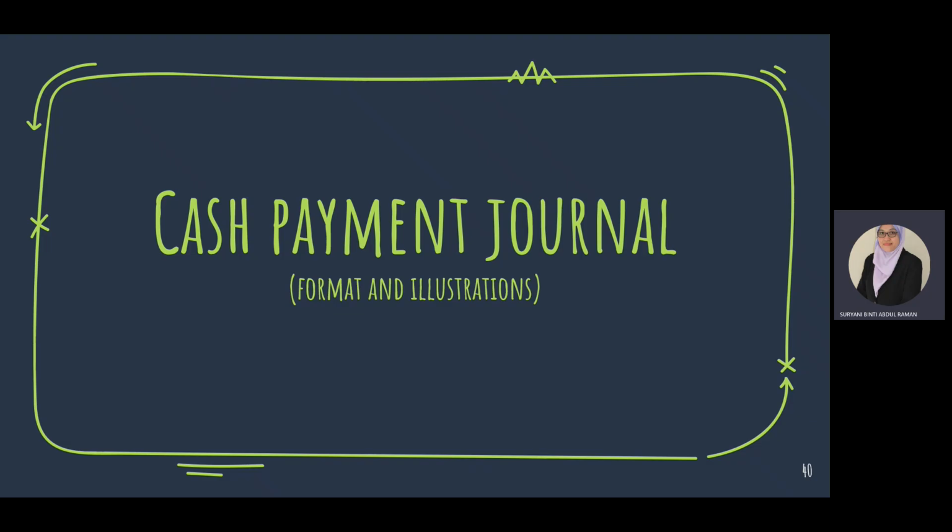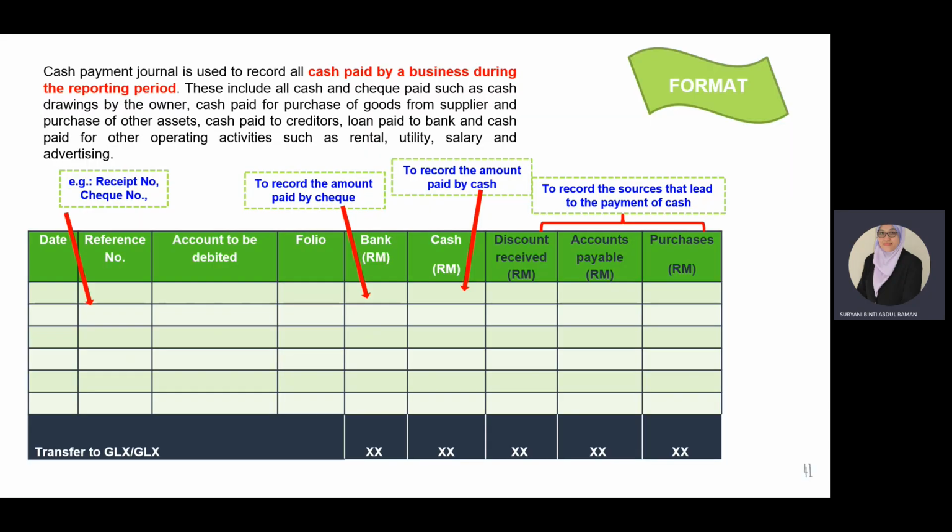Or before that, let us look at an example for cash payment. The format is similar, as you can see here, but the difference is that now we are going to use accounts to be debited. Why? Because for a cash transaction, we will credit the cash or bank, right? Therefore, the accounts to be debited refers to the source where the money has been paid.